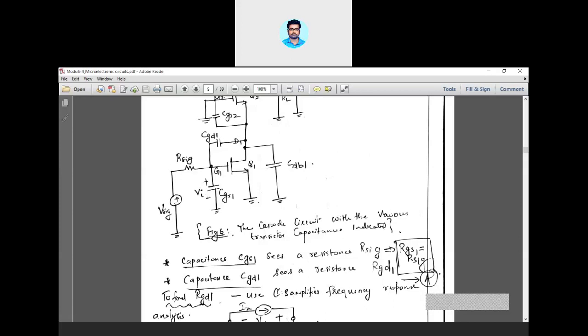But assume that there is no RSIC, what will happen? If there is no RSIC, there is no drop across RSIC. So VSIC will be equal to VI. So whatever the input signal, that will be coming across the transistor input. The input signal will be equal to the actual input of the transistor terminal, that is VI. But whenever there is an RSIC, then we can't say that VSIC is equal to VI, because some of the voltage will get dropped across RSIC. The remaining voltage will be coming into the transistor's input terminals.